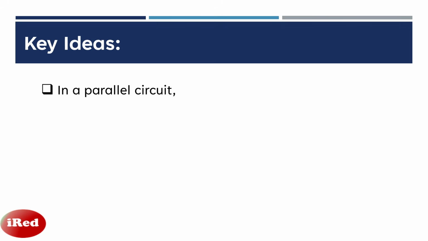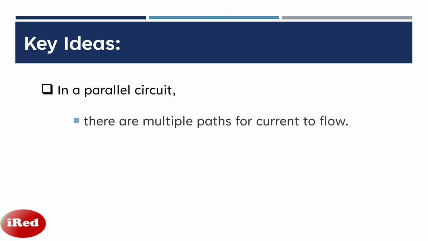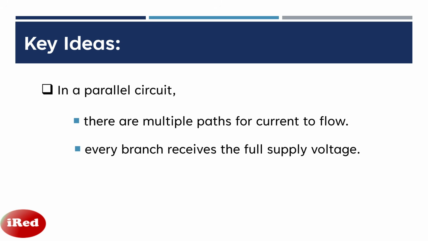So remember these two key ideas. In a parallel circuit, separate branches mean there are multiple paths for current to flow. Same voltage source means every branch receives the full supply voltage. These two characteristics make parallel circuits different from series circuits and explain why they are commonly used in homes and buildings. Now that we understand the definition, let's see how a parallel circuit actually works.